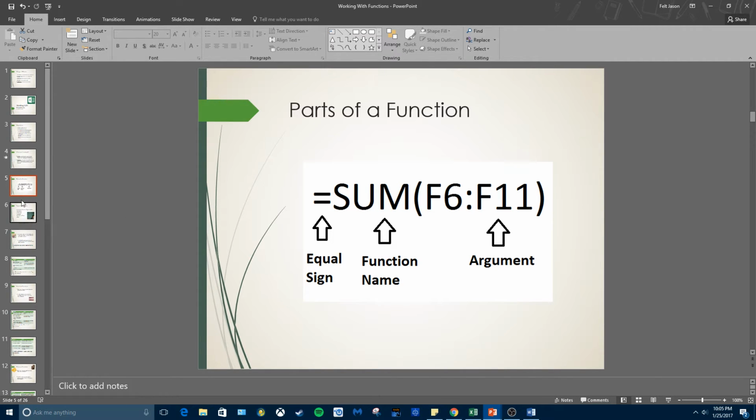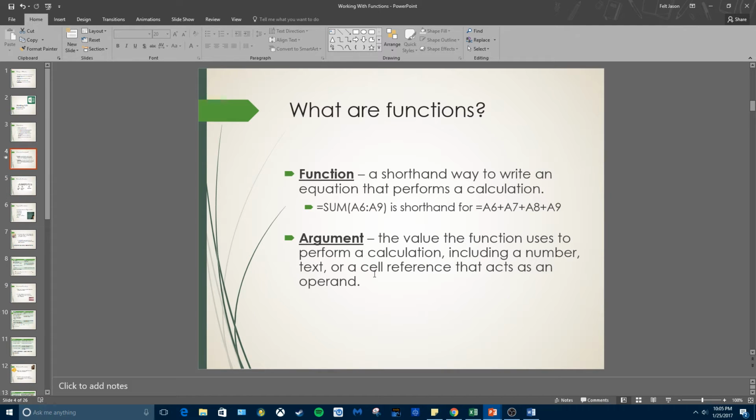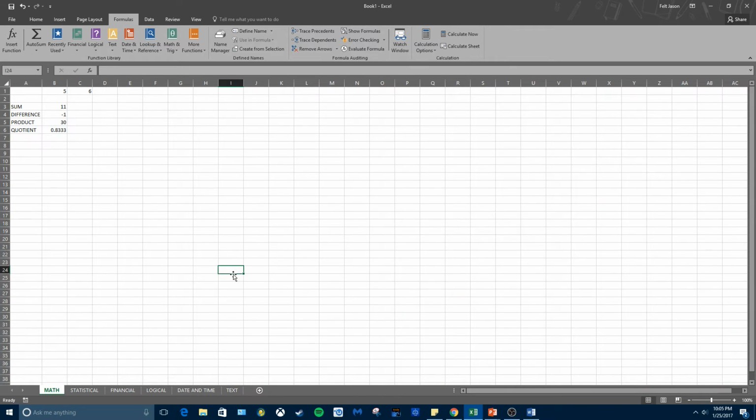Okay. So going back to here, I just want to review what a cell reference is in case you don't remember. A cell reference is when you're using an equal sign to reference a different cell, either in the same worksheet or in a different worksheet. Remember, this is a workbook. You've got multiple worksheets.